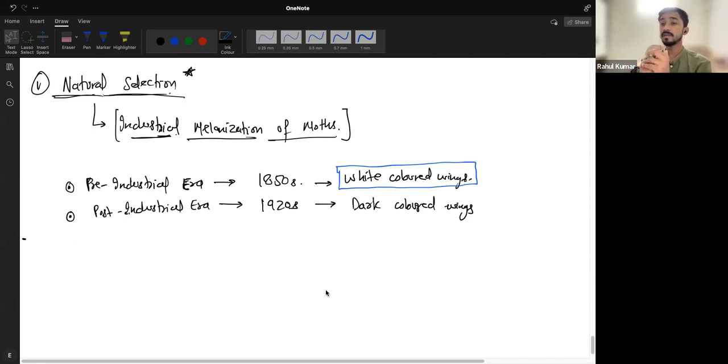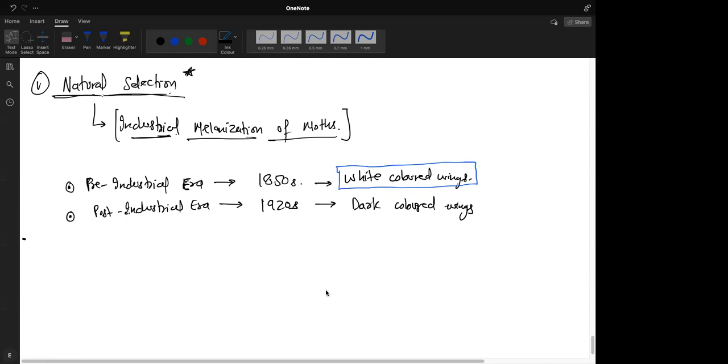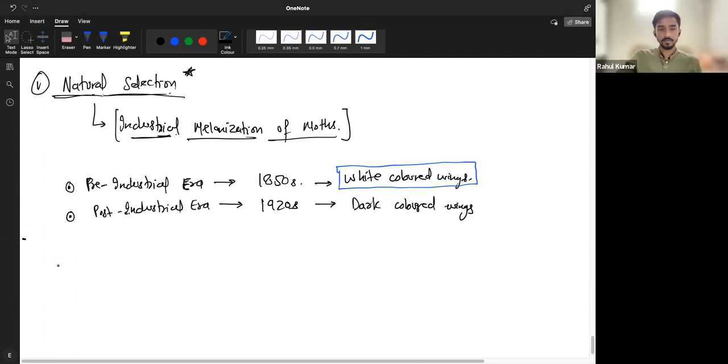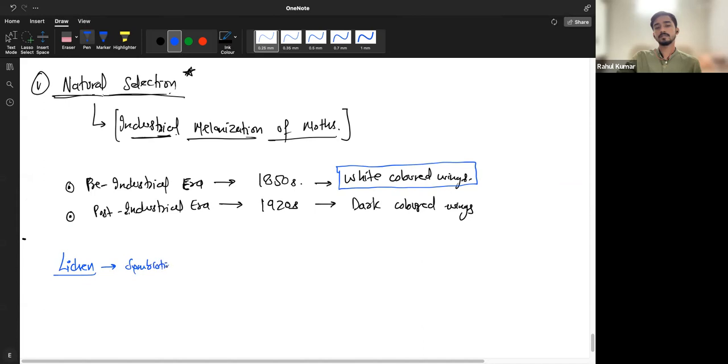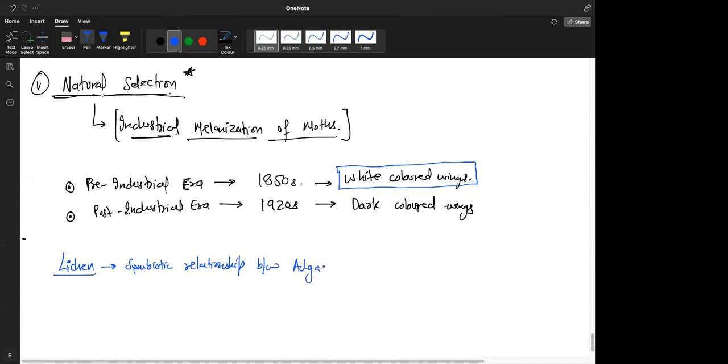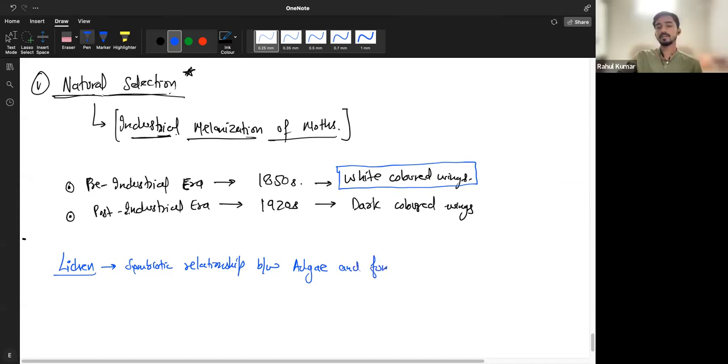The other thing is there are many light colored lichens. You know lichens? What is a lichen? It's a symbiotic, yes, perfect. You have studied it in your junior classes. So please tell me what is lichen. Lichen is a symbiotic relationship between an algae and a fungi. So lichen is a symbiotic relationship. You all know what is a symbiotic relationship between algae and fungi.